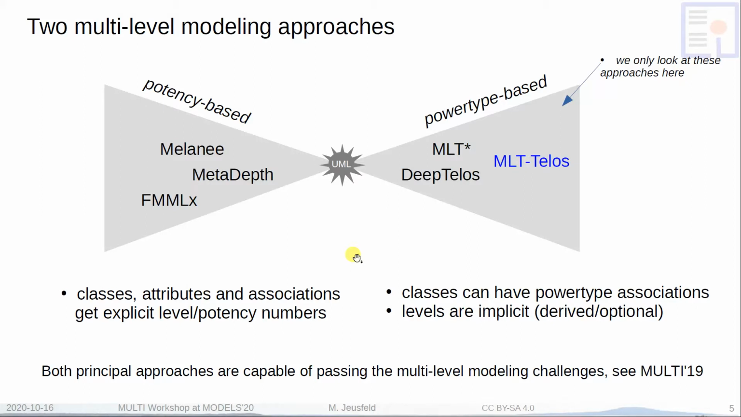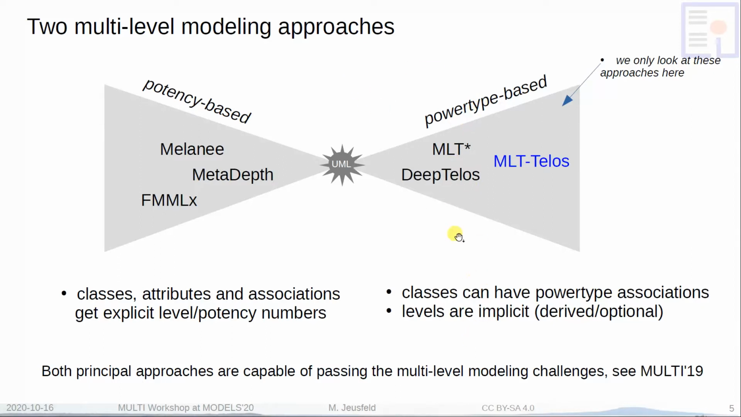Good. Let's relate that to other approaches in multi-level modeling. We have the power type based approaches. So we have two representatives, MLT star and Deep Telos, and now we will also add the MLT-Telos. And the rest is potency based. So in the power type based approaches, we declare types to be the so-called power types of other types. In potency-based approaches, we assign levels or potencies to classes, attributes, and associations, and that defines at which abstraction level you can instantiate these attributes and associations.